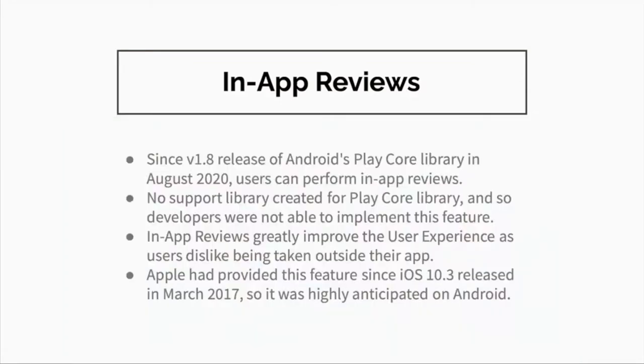So what changed in August? Why weren't you able to do this before? So Android, in August 2020, which is about 2 months ago now, decided to release version 1.8 of this library called PlayCore. And they decided, hey, there's this random library that not many people use. Let's just go ahead and add this in-app review feature in the PlayCore library. And so people are confused. They're like, why are you adding it into that library? That's the most random thing you guys can do. It's not even related. And I mean, it kind of is related.